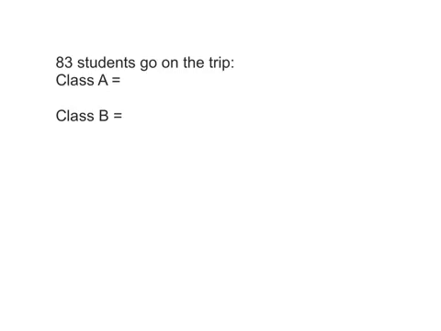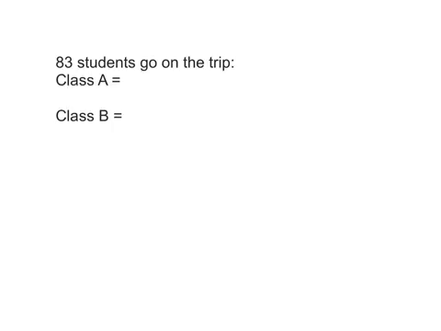Our last example on the scrap piece of paper that I want you to complete is 83 students are going on the trip. So figure out 83 students, $2 each for A and then for B. When you're finished, play the video back again and see if you got the same answer.